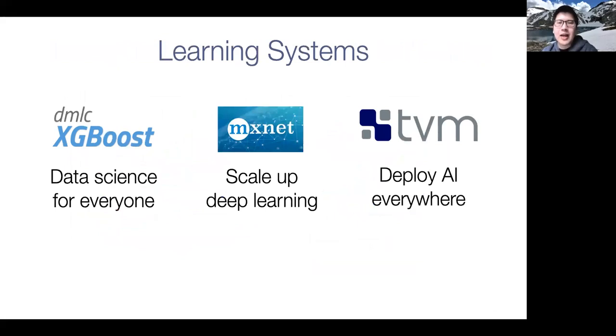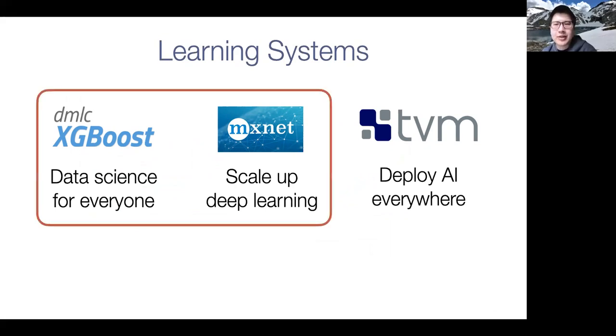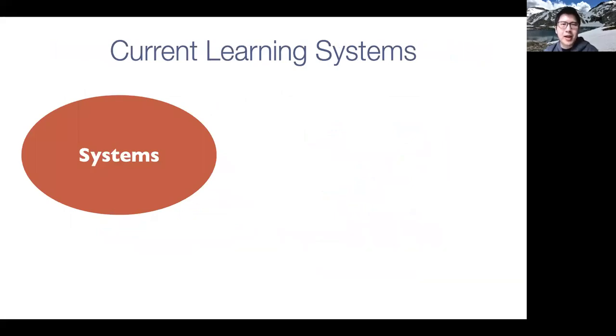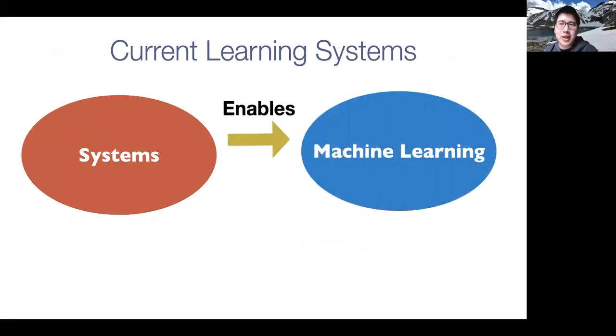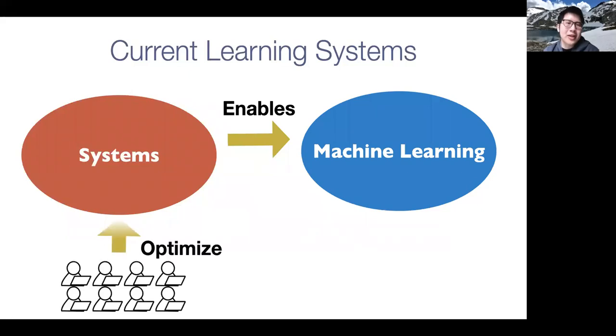So I briefly talked about XGBoost and MXNet. I'm going to talk about TVM, which is the more recent system we built. If we summarize XGBoost and MXNet, what you'll find is that both of them are systems that enable machine learning algorithms. However, one of the untold stories behind all those learning systems is that we need to spend a lot of engineering effort to optimize those learning systems.